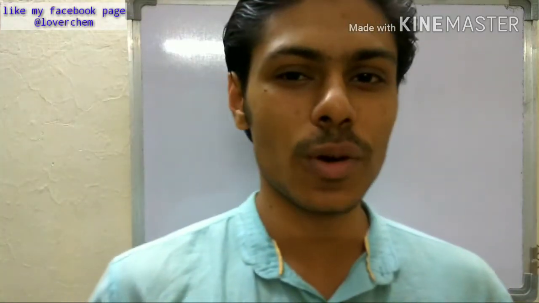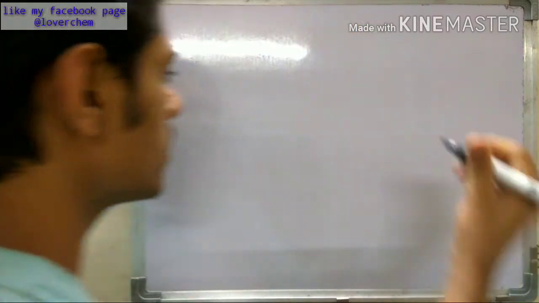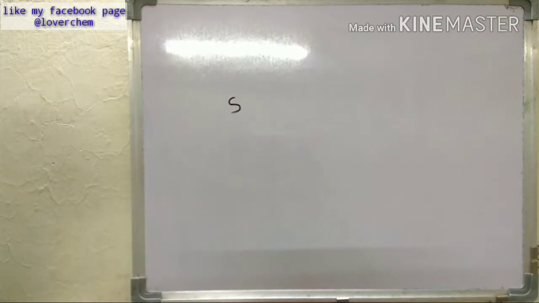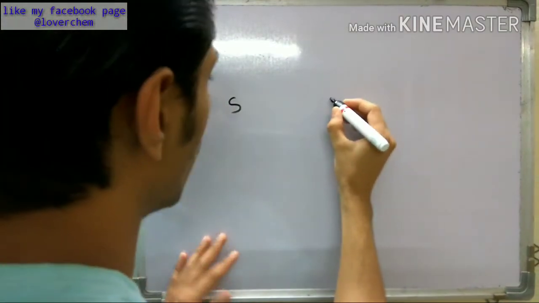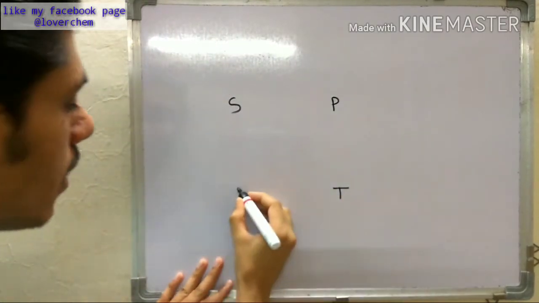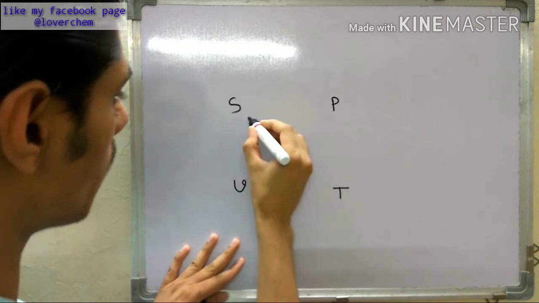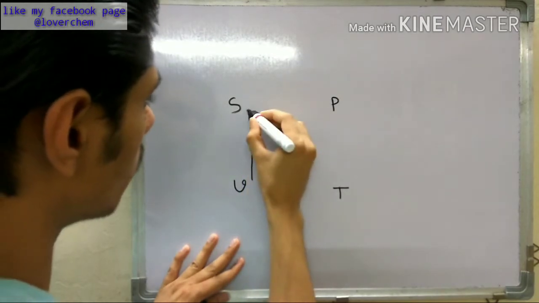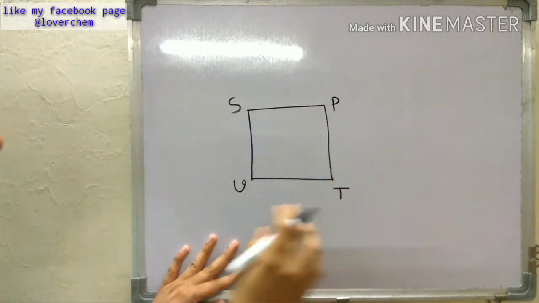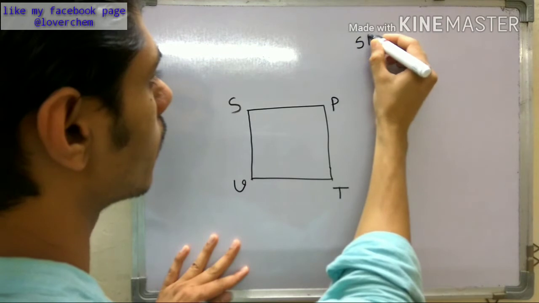So for that you first have to write down 4 thermodynamic properties. This is entropy, then pressure, then T means temperature, and V means volume. So these 4 properties you have to write down in the 4 corners of this box. Now you can remember this order by this term, SPTV.